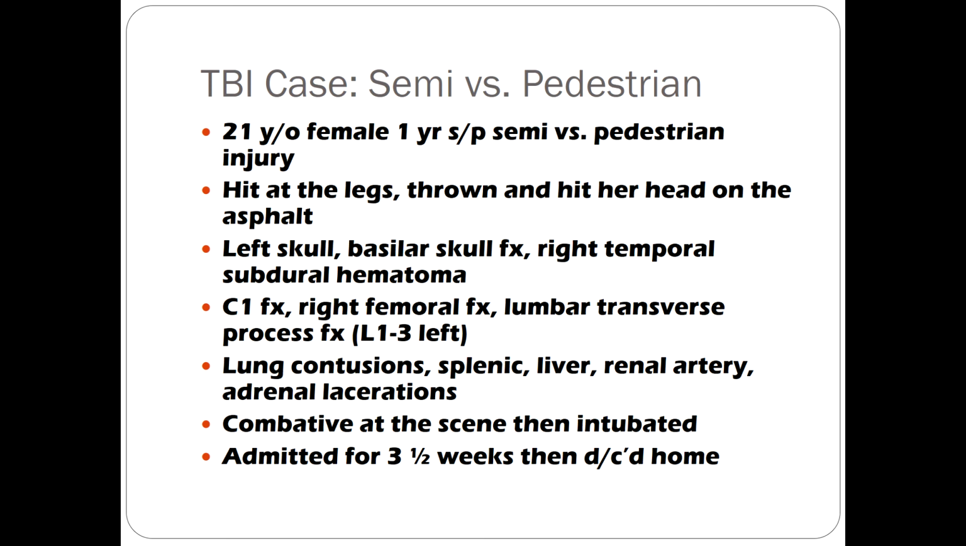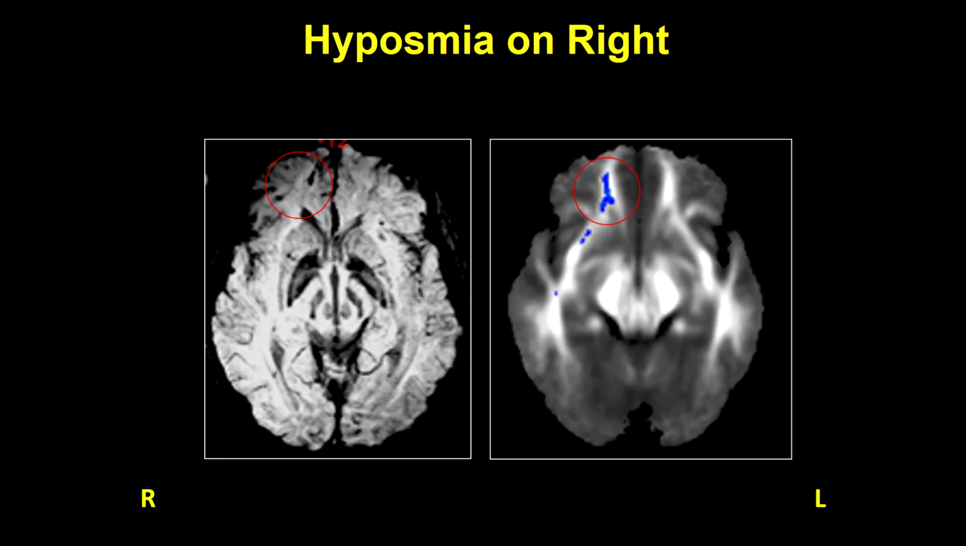another pedestrian. She was standing in the road and was hit by a truck. Her legs were hit. She was thrown. She hit her head on the asphalt. She had a left skull and basilar skull fracture, suffered a right temporal subdural hematoma, and also had a fracture of her cervical spine. This was what we call multi-trauma.